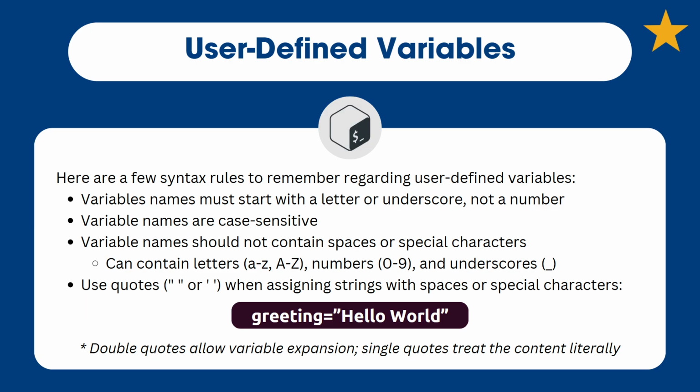Variable names are case sensitive, just like directory and file names. A little trend to remember, right, if you ever ran into issues in some of those first labs. And then when you're assigning strings, so strings are just words, text values, you can use quotes for strings that have spaces or special characters. So for the most part, if you're assigning text, make sure to put quotes around them. Double quotes, we'll learn more about this. You don't have to worry about it right now. Double quotes allow variable expansion, single quotes treat the content literally. We'll learn more about that later on.